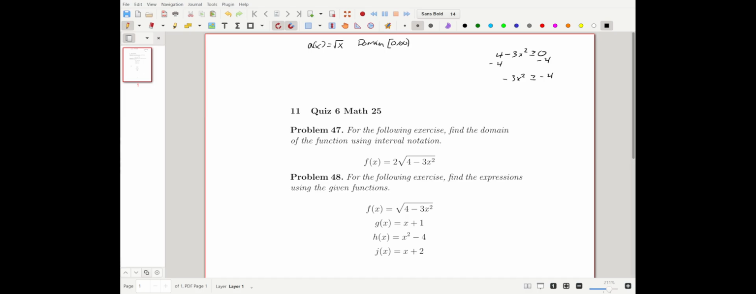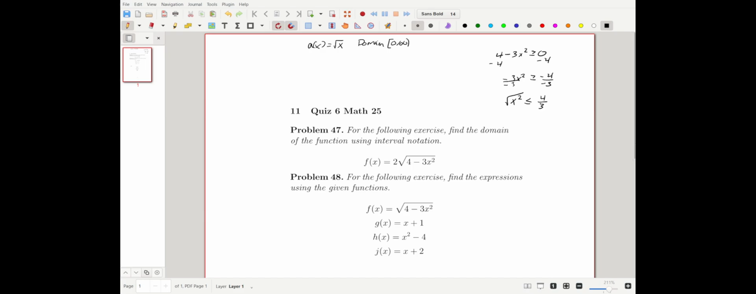And then now we're going to divide by negative 3 on both sides. And recall that when we multiply or divide by a negative number and we're working with an inequality, it flips the inequality, so we end up with x squared is not greater than, but less than or equal to 4/3, because a negative divided by a negative is a positive. And from here, we want to get the x squared by itself, so we're going to square root both sides.